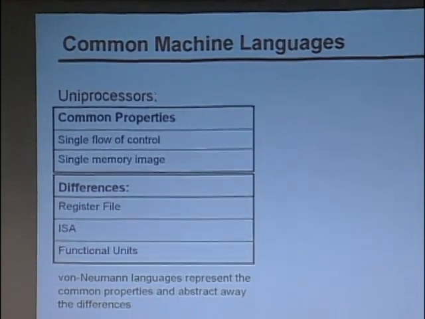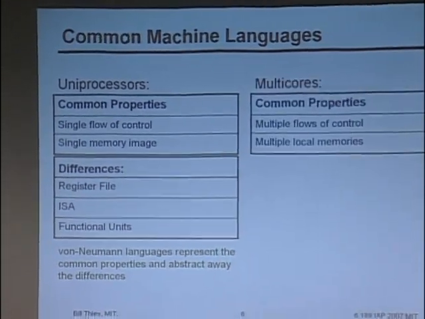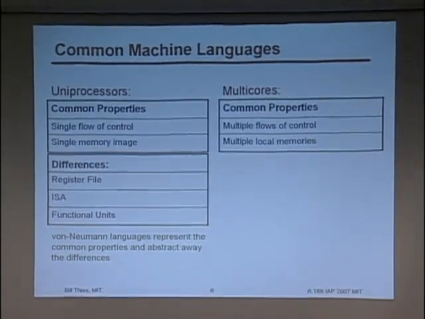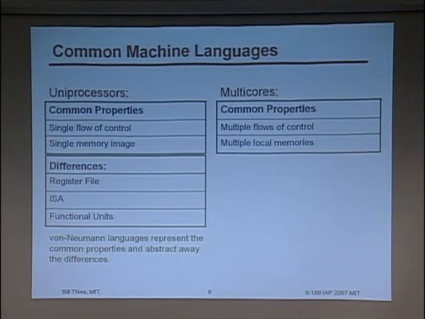And what do we need to succeed in the multi-core era from a language perspective? Well, you need to encapsulate the common properties again. And this time, it's multiple flows of control that you have for all the different cores and multiple local memories. There's no more monolithic memory anymore that everyone can read and write to.